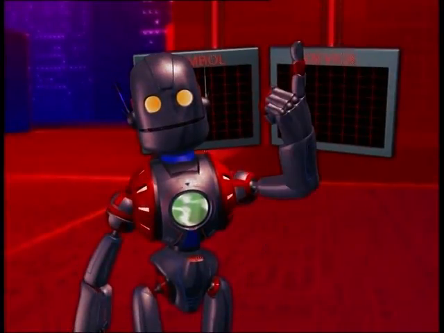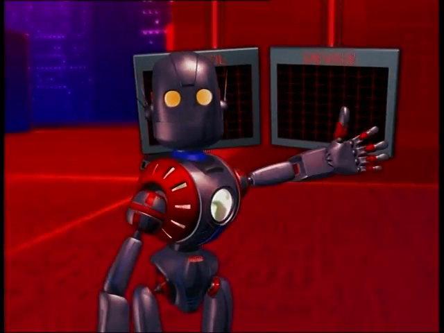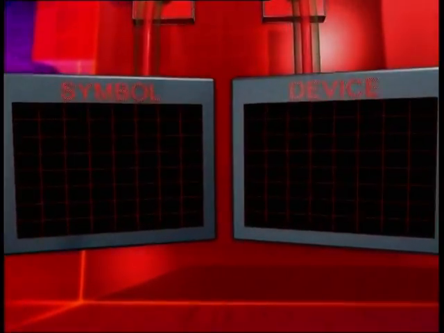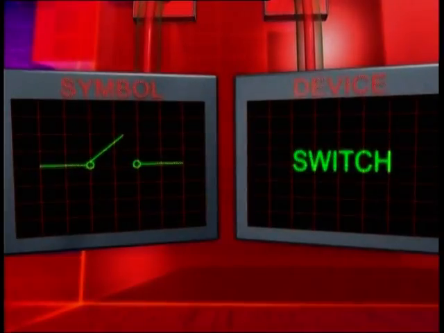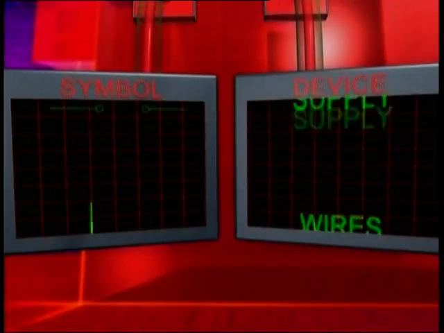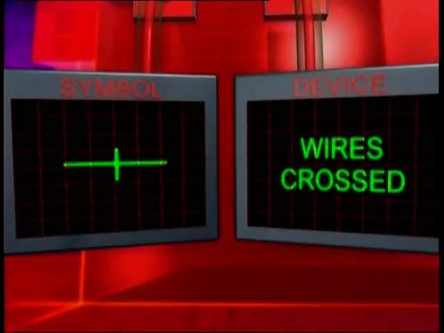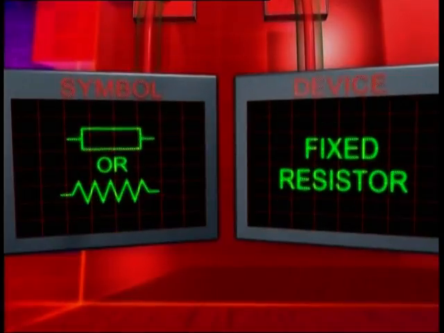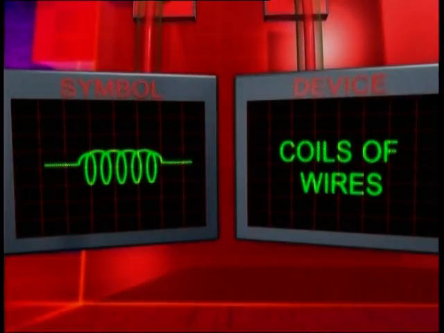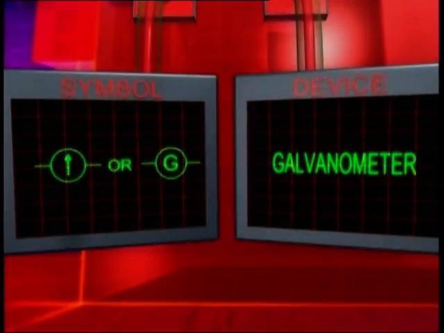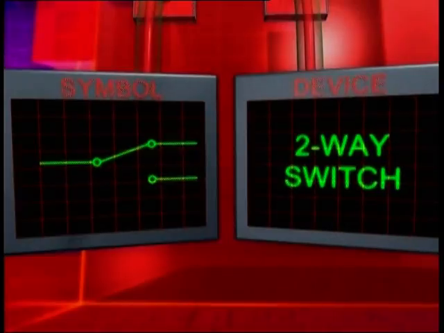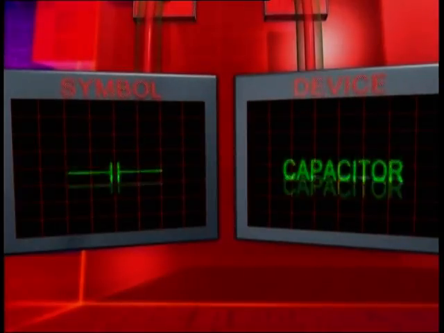These common components are represented by electric symbols. Here, let me show you. Some of these components are the switch, cell, battery, and power supply, wires joined, wires crossed, lamp, fixed resistor, variable resistor, fuse, coils of wire, transformer, the galvanator, ammeter, voltmeter, two-way switch, earth connector, and the capacitor.